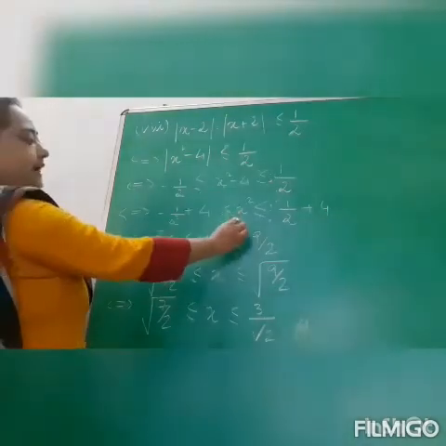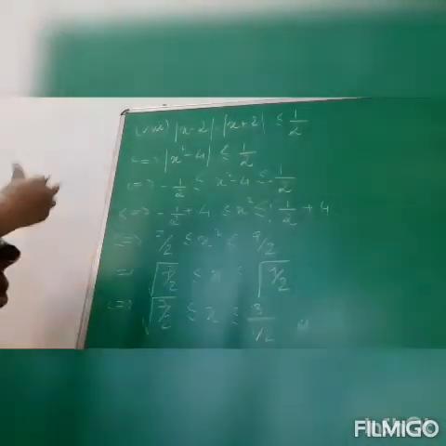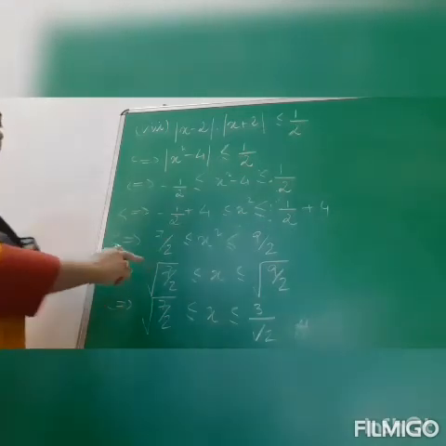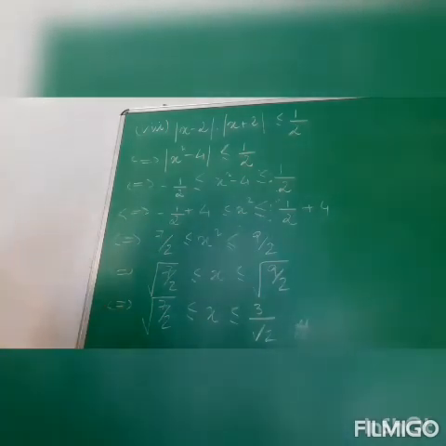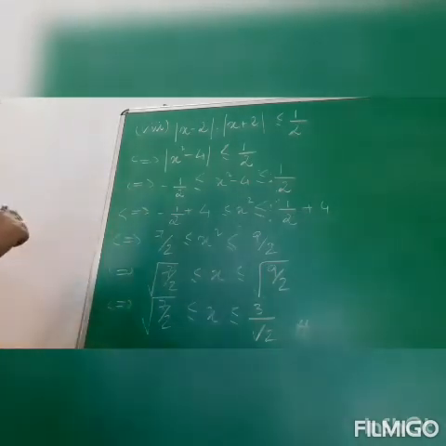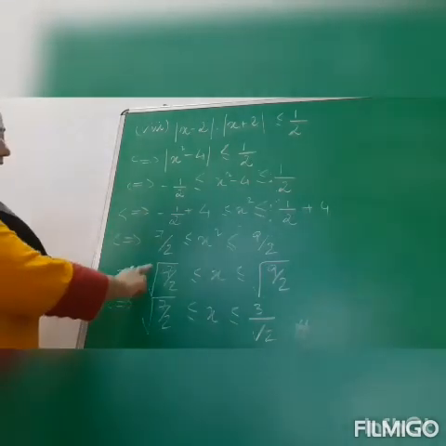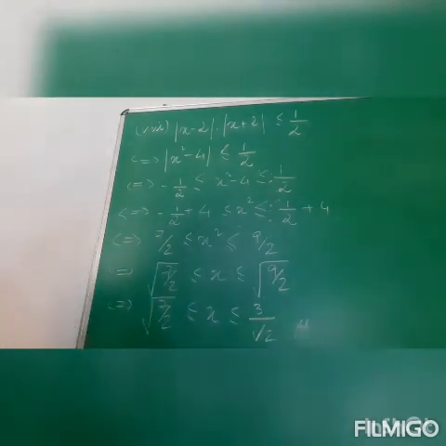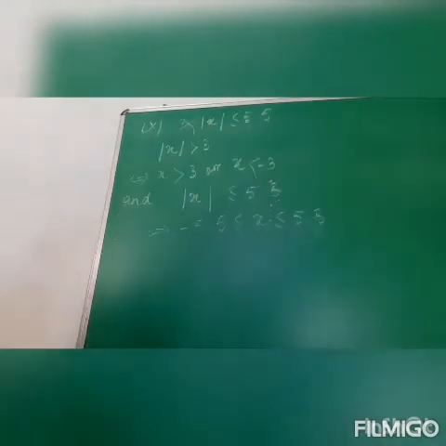Why? Because we need x squared, not x. So we have to remove the minus 4 from here. So by calculating we get 7 by 2 less than equal to x squared is less than equal to 9 by 2. Now we have to remove the square from x. So now square root. So root 7 by 2 is less than equal to x is less than equal to root 9 by 2. And root 9 means what? 3. So root over 7 by 2 is less than equal to x is less than equal to 3 by root 2.